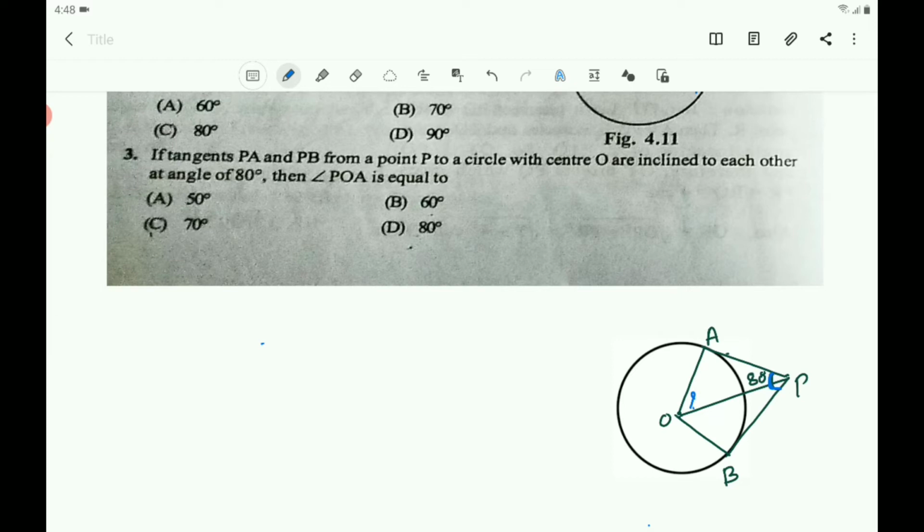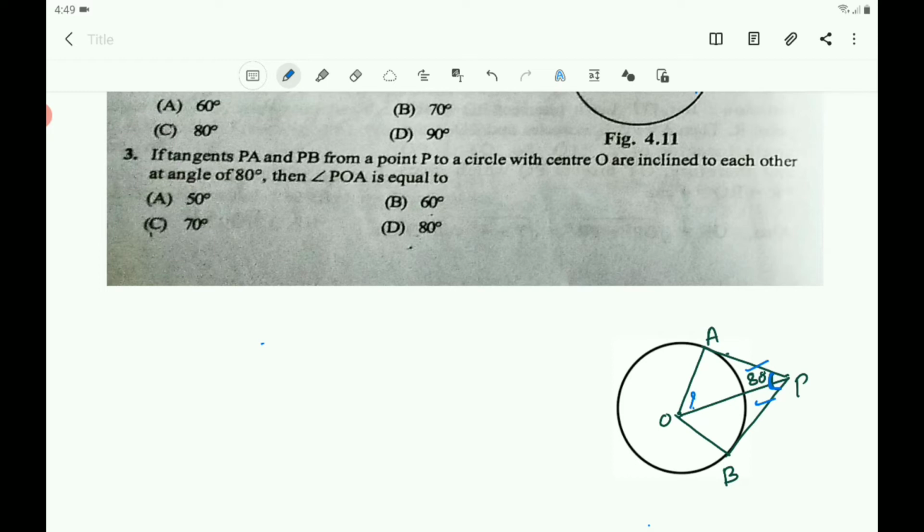One thing we have to consider: here AP and BP are inclined at an angle of 80 degree, and OP is a line joining the center and the external point. The line joining the center and the external point subtends equal angles at the center and also equal angles at the external point. It means angle APO must be equal to angle BPO, which is 80 by 2, that equals 40. That is one thing that you have to consider.